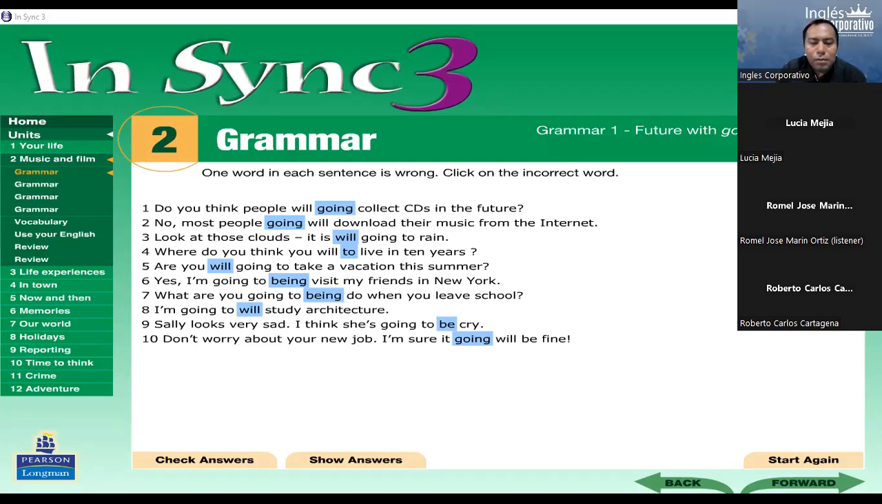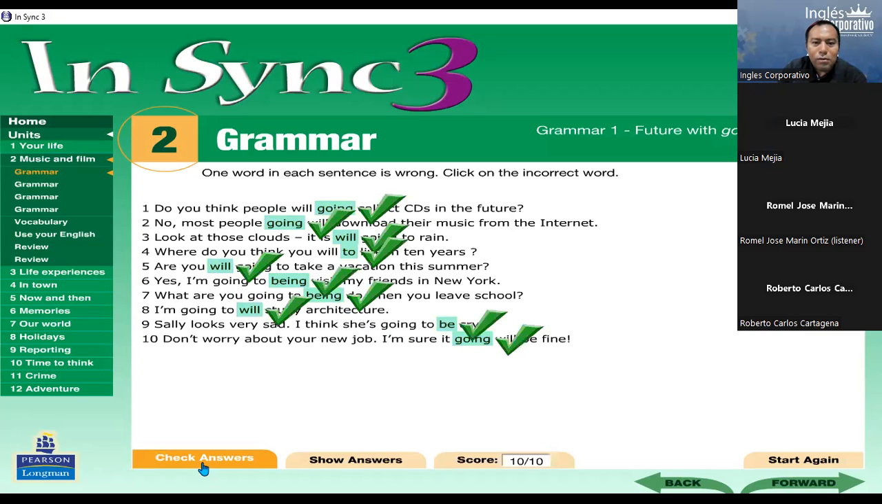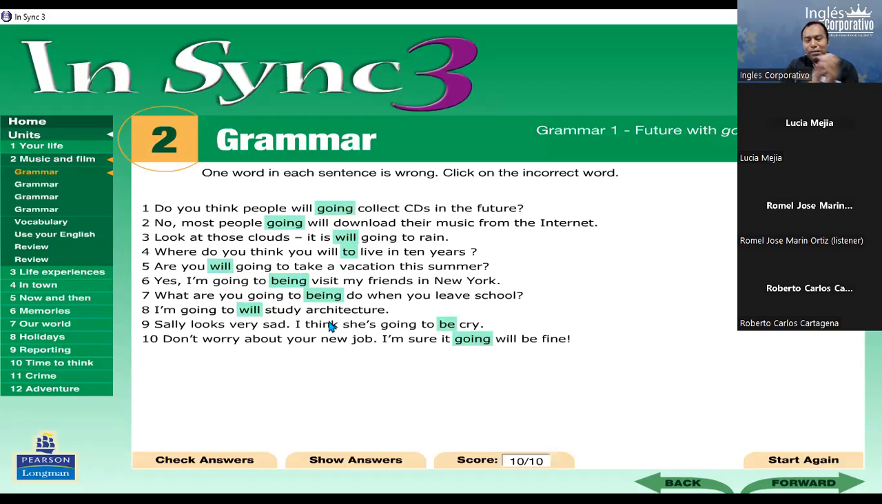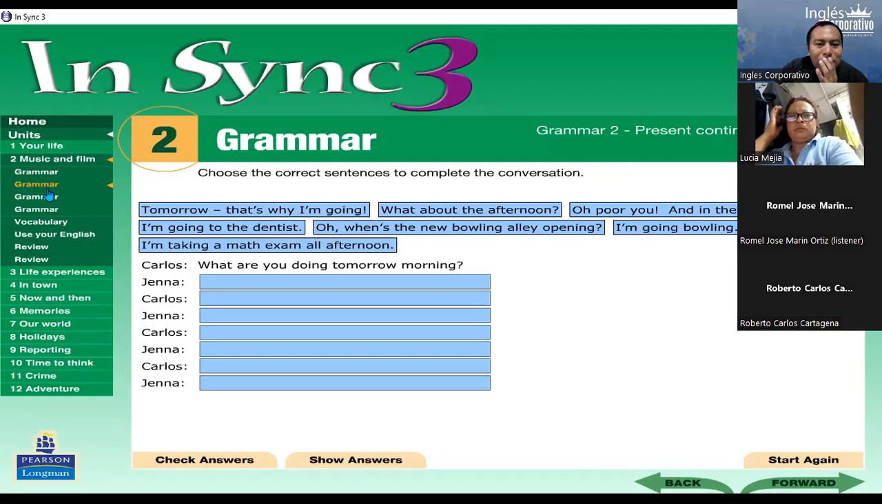Okay, so let's check it out. Check answers. All of them are correct. Yes, right? All of them are correct. So that is the incorrect word. Very good, that's nice. Excellent, perfect. Now the next one, look at this. Now in this grammar, you have a conversation. In the conversation, you have a tomorrow, that's okay.